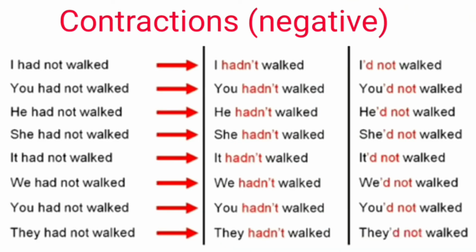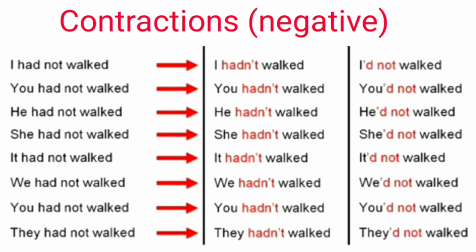In negative contractions, two different methods can be used. In first method, had and not are contracted into hadn't. In second method, I and had are contracted into I'd. Now, different sentences can be you hadn't walked or you'd not walked. She hadn't walked or she'd not walked.